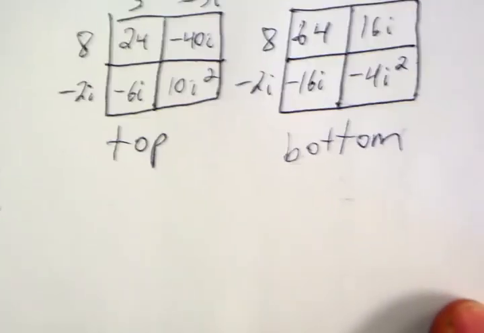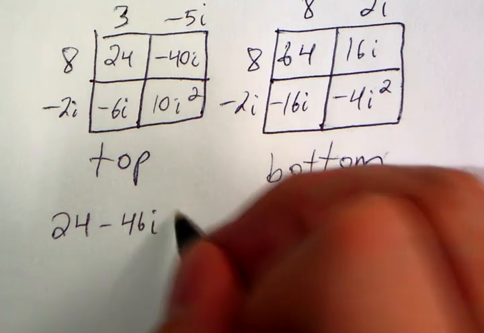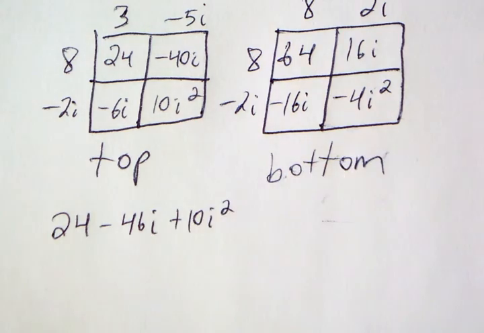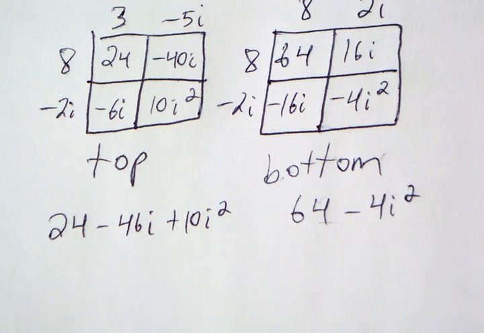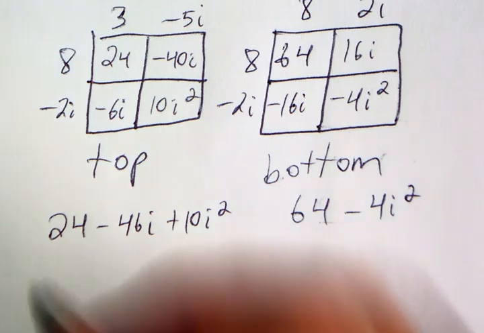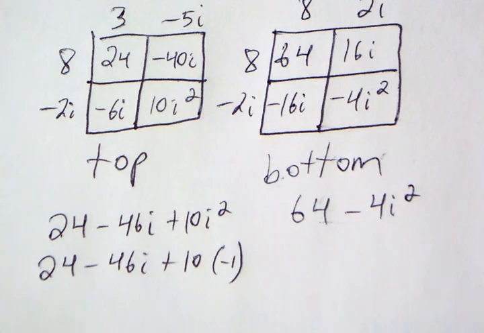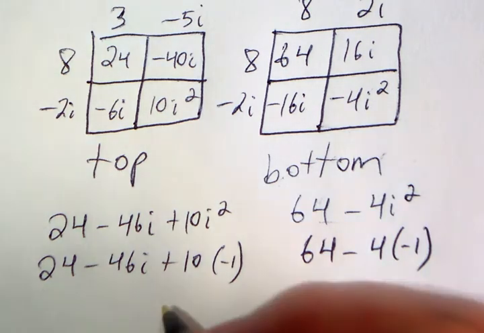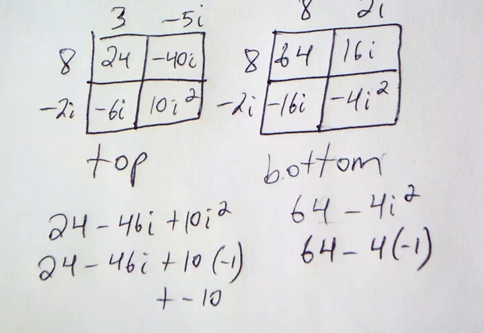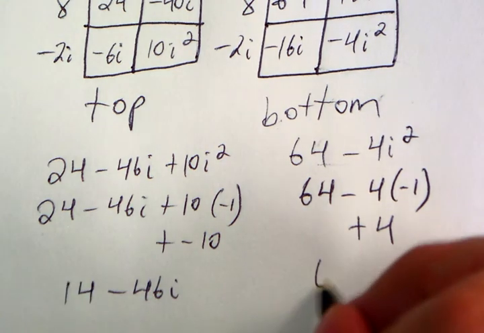So let's simplify these and then we can start to build our fraction. We have 24 minus 46i plus 10i squared, and we have 64 minus 4i squared. i squared is equivalent to negative 1, so we can replace that. Everything else stays the same, but instead of i squared, we're going to use a negative 1. We multiply, and this becomes plus a negative 10, and this becomes plus a positive 4. So when we combine like terms, we get 14 minus 46i, and we get 68.